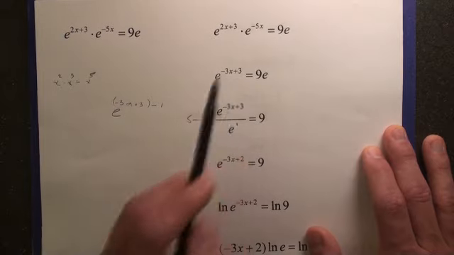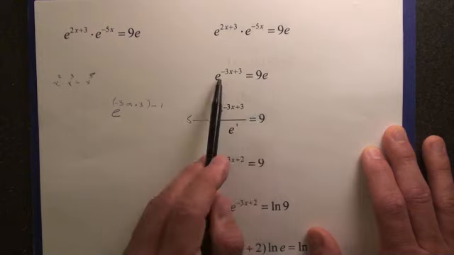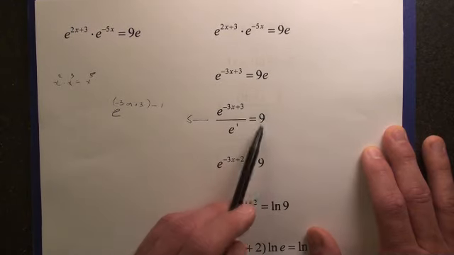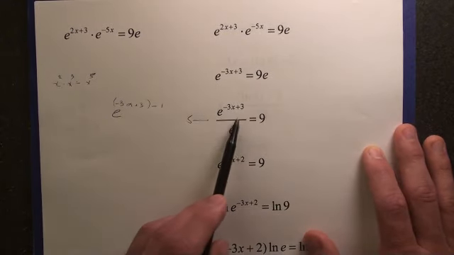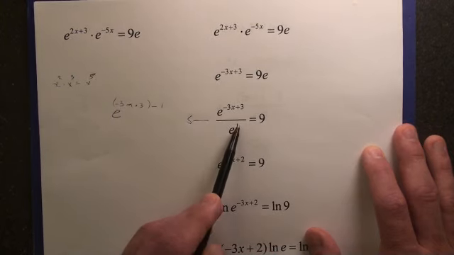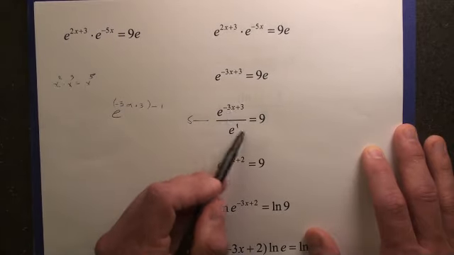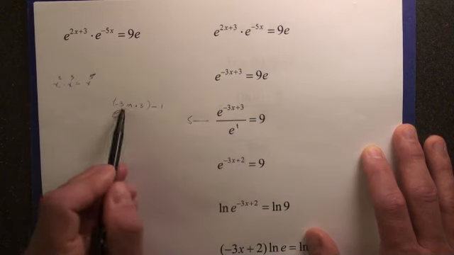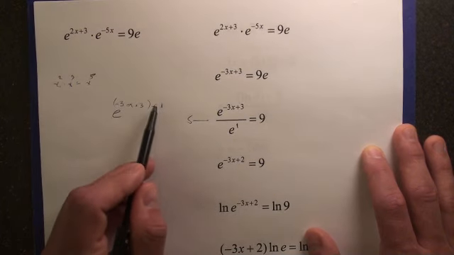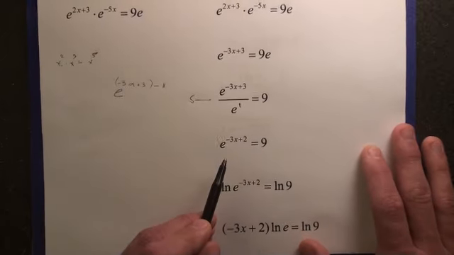Now, we divide both sides by the e here. Okay, so this e is going to be gone. Now, you have negative 3x plus 3 for the exponent for e in the numerator, and e to the first in the denominator. Well, whenever you have the same base, you can subtract the exponents, so negative 3x plus 3 minus 1. That'll give you negative 3x plus 2 for the exponent.